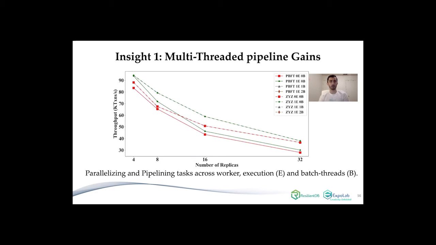So by adding one execution thread to both ZZiva and PBFT, it adds up to one execution thread and one worker thread. As you can see, the trend is the same. ZZiva is still better than PBFT, and both ZZiva and PBFT with one execution thread are better than ZZiva and PBFT without an execution thread. So the performance increased when we add just one execution thread, and we parallelize the execution and make them independent as a worker thread.